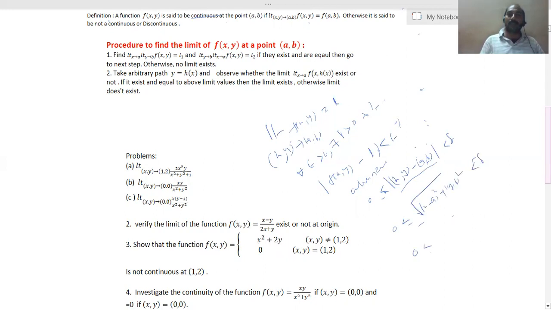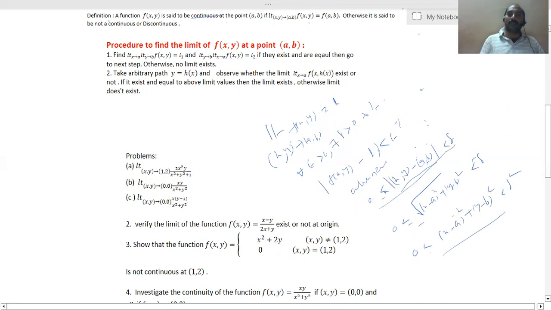Squaring on both sides, it becomes 0 less than x minus a whole square plus y minus b whole square less than delta square. You can write either this condition or that condition. In the definition, most of the time we represent this condition. Both are equal.